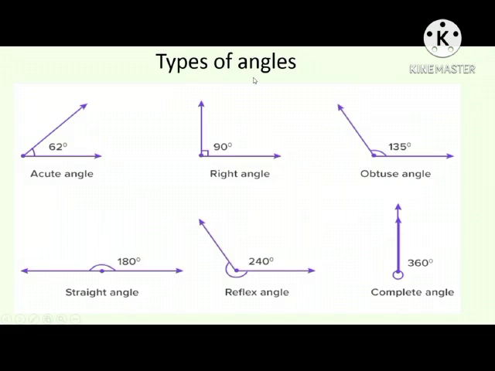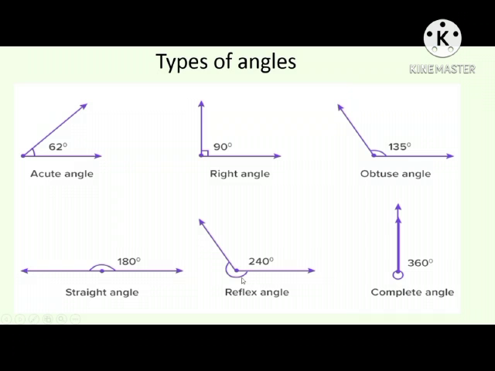Next, types of angle. First one, acute angle. What is meant by acute angle? The degree which is less than 90. Here 62 degrees. If the degree is less than 90, that is an acute angle. If it is exactly 90 degrees, it is a right angle. And more than 90, obtuse angle. If the degree is 180, it is a straight angle.